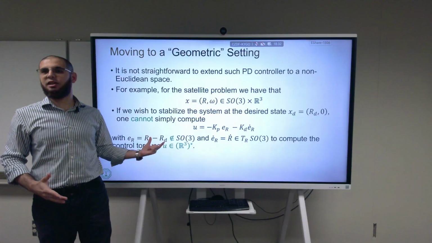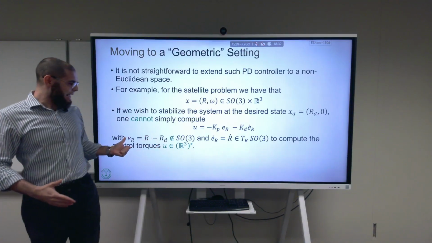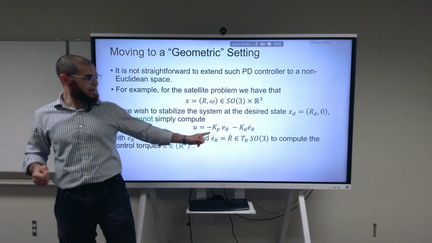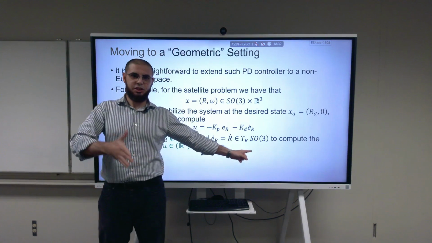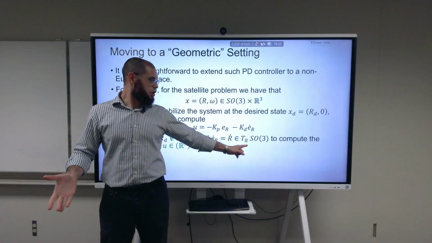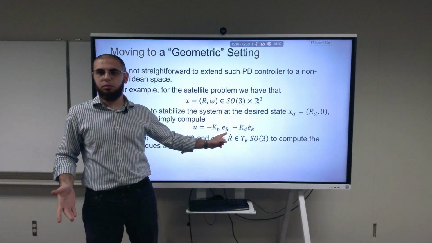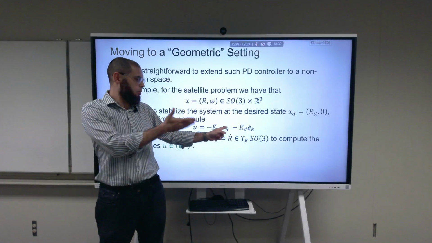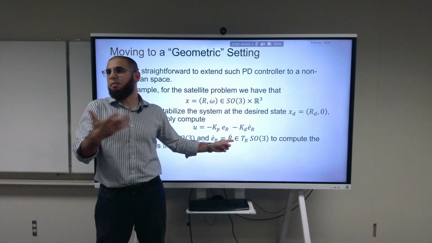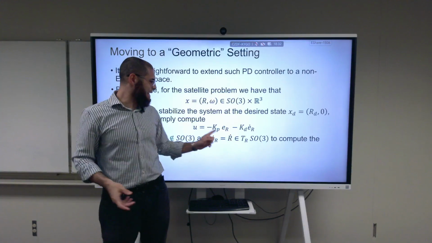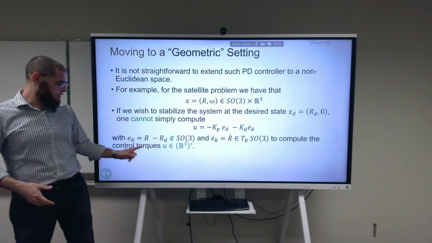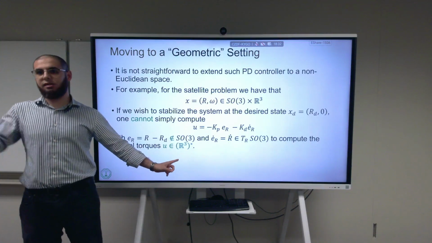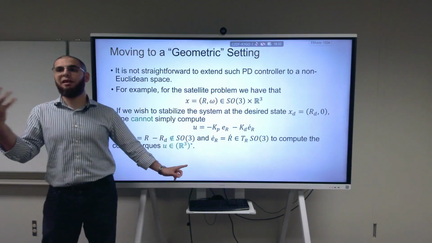So R minus R desired is not allowed. This is an error on SE3. But even the E dot itself is actually a vector in the tangent space, so I cannot just sum it to something that's in the... I don't know where this is, but it doesn't even match. Even worse than that, the U itself is actually a torque, which is a covector. It's just 3 numbers, but they belong to a covector. They have a covector nature.